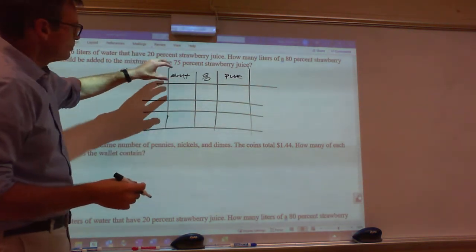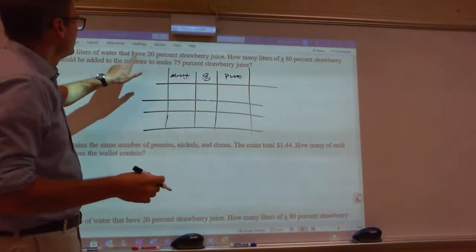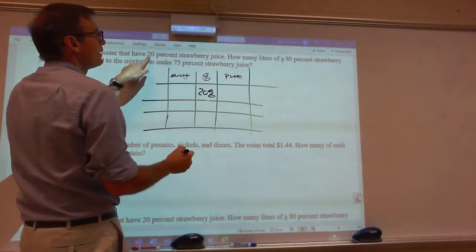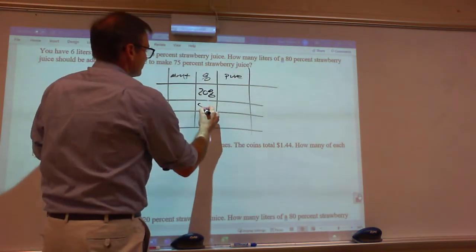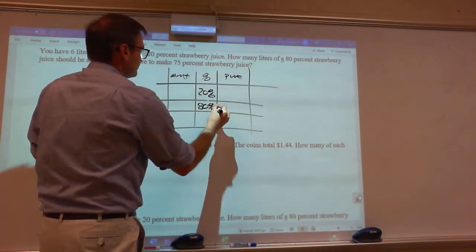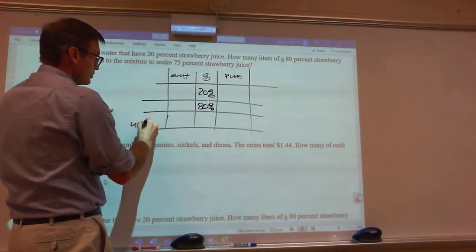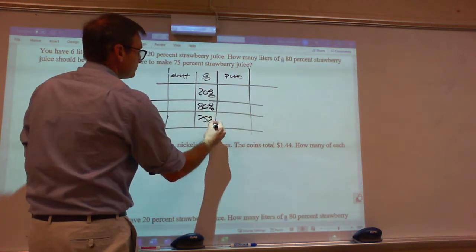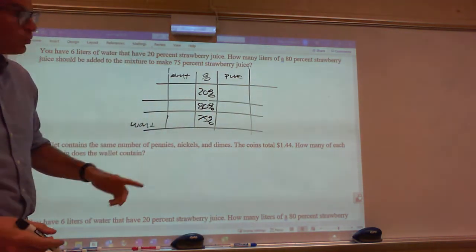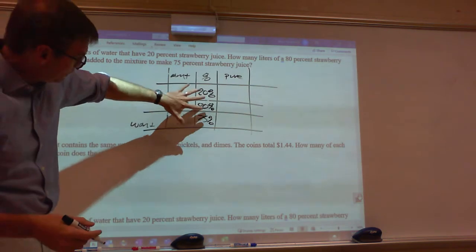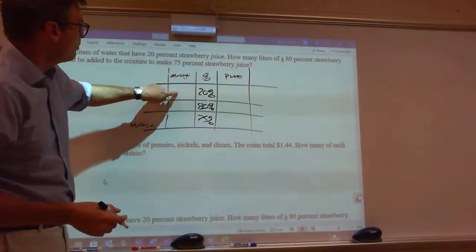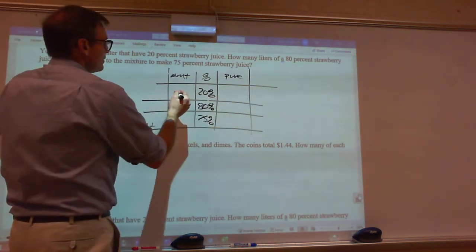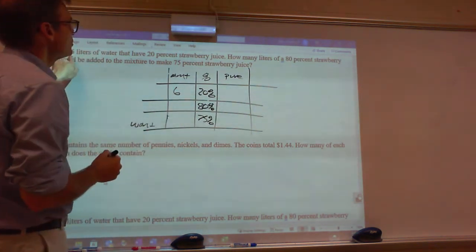First, it says the 2 things that we're mixing go on top. So we're mixing a 20% solution and an 80% solution. And what you want, I guess I should call this 1 at the bottom, is we want a 75% solution. Once you get the percentages in the right spot, then how much of the 20% do we have? Well, we have 6 liters of the 20% solution.